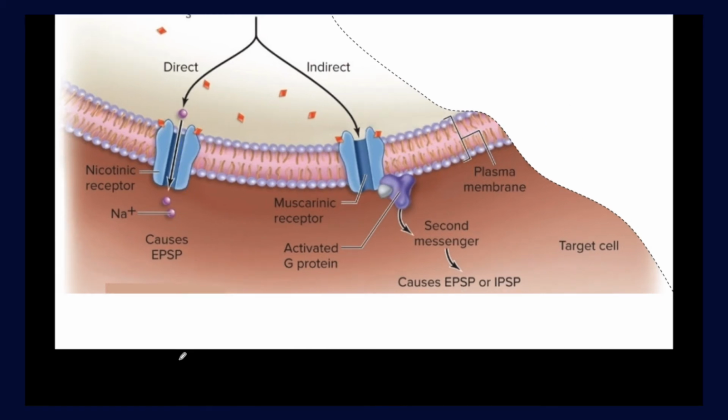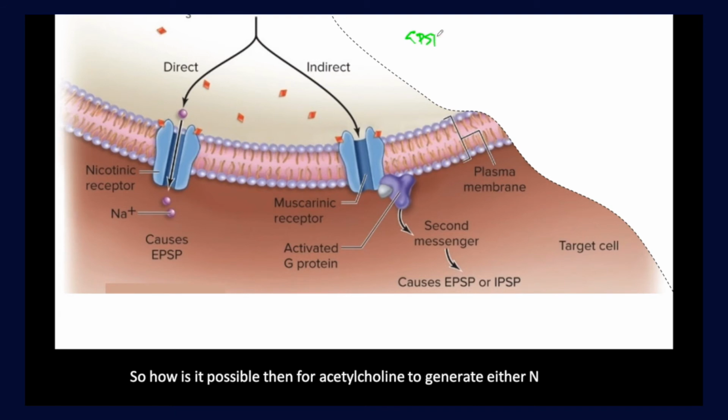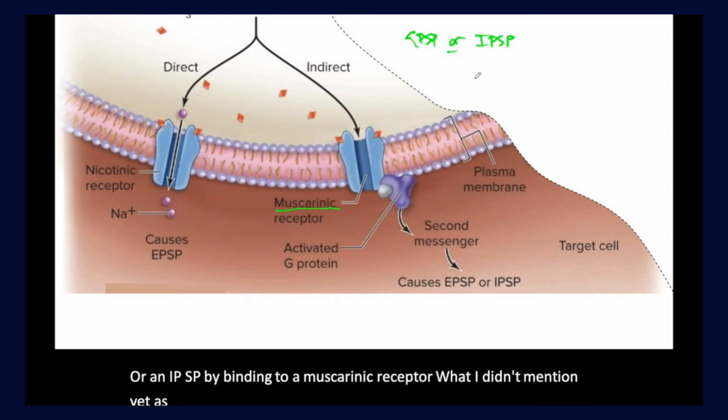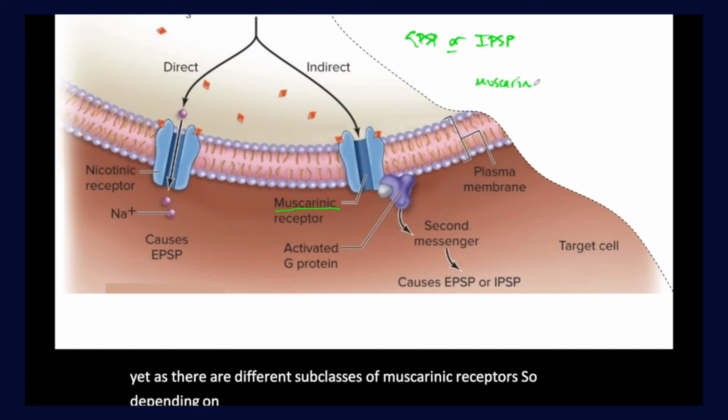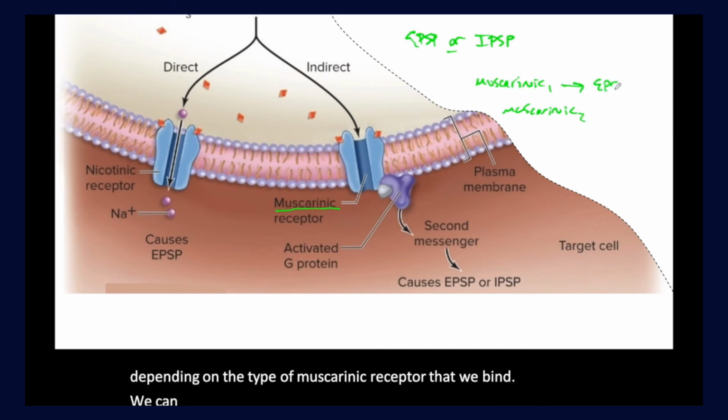So how is it possible then for acetylcholine to generate either an EPSP or an IPSP by binding to a muscarinic receptor? Well, what I didn't mention yet is there are different subclasses of muscarinic receptors. So depending on the type of muscarinic receptor that we bind, we can get an EPSP or an IPSP.